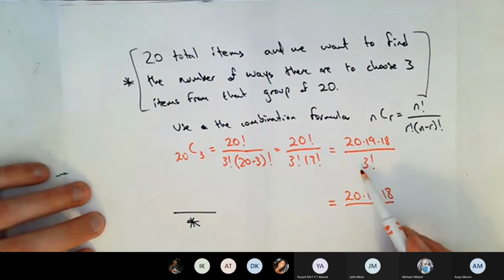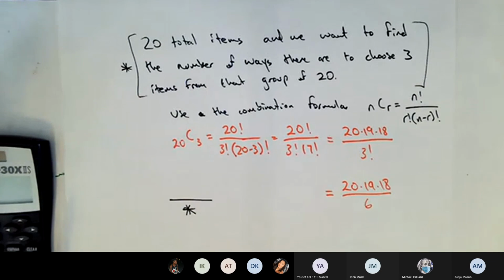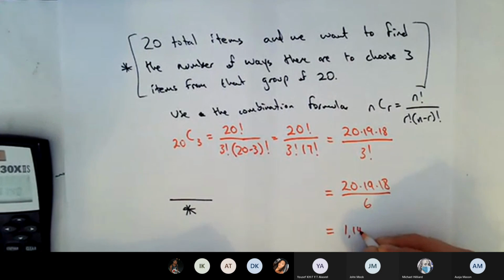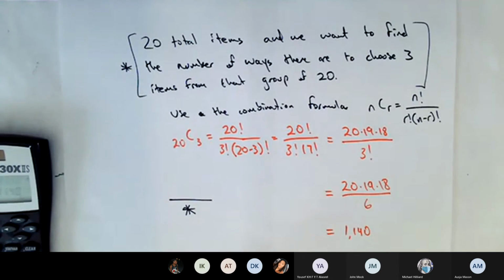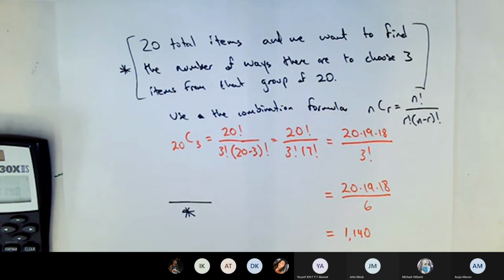3 factorial in the bottom is 3 times 2 times 1, which is just 6. At this point, I'll ask the calculator to do the last step: 20 times 19 times 18. I could simplify a little more, because 6 goes into 18, but I'll just have the calculator finish it, and I'm getting 1,140. So that's where that number is coming from. It's coming from the 20C3 in the bottom.